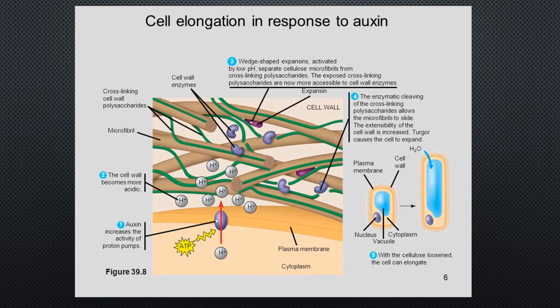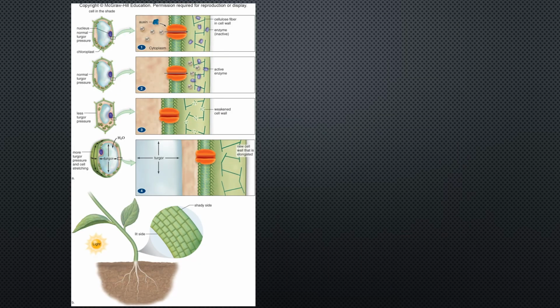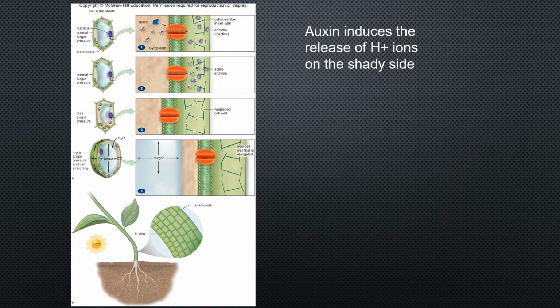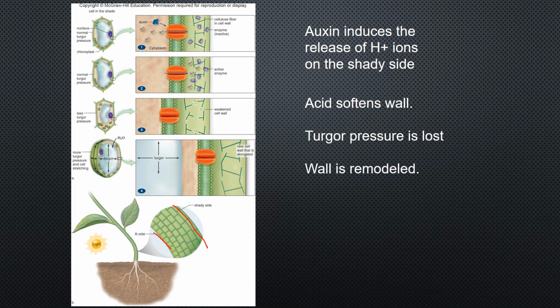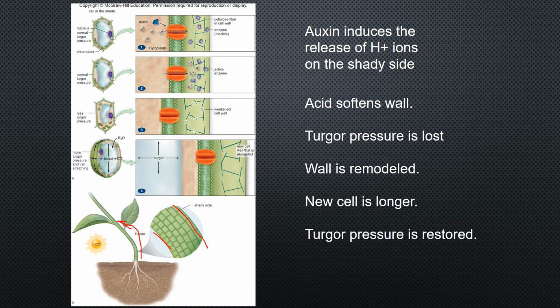Here's another look at that if you would like to see that in detail. And so here we go. Overall, once we have expanded all these cells on the shaded side of the plant, notice these cells are much longer than these, then our overall response is going to be a differential growth towards the light. So that's how phototropism works.